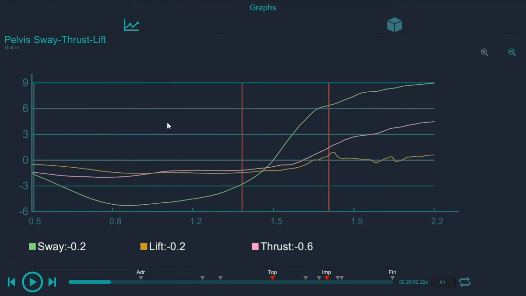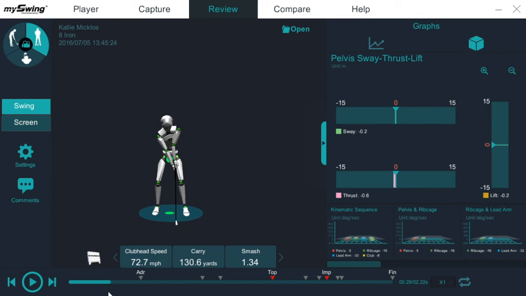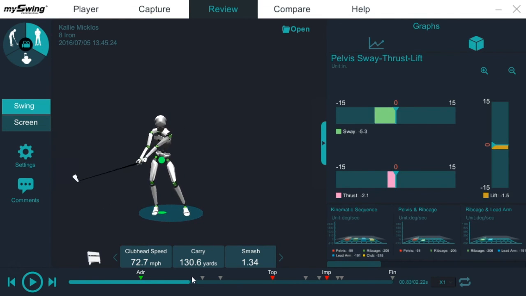Remember, the curves give you the whole story, so you can see where she started and where she ended. This is going to give you more of a snapshot, but it's much easier to understand and apply to your teaching and to show your students. Again, MySwing 6 video series, pelvis sway thrust lift.